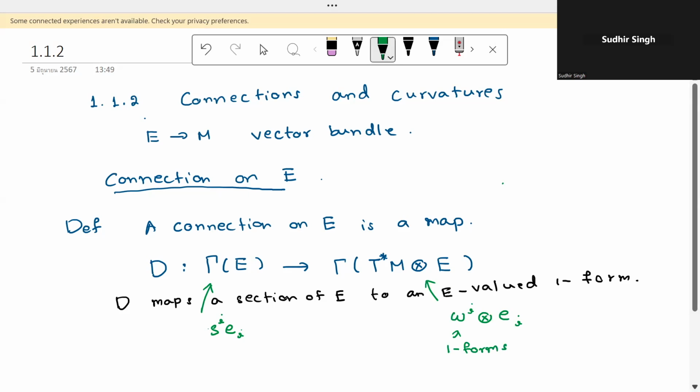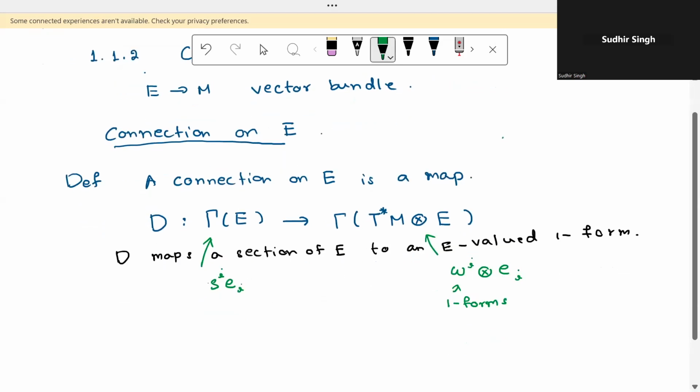Hence, in computation, when we represent a section with respect to a frame field, for a section of E, we can represent it by a column vector whose elements are just real valued functions. But on this side, an E-valued one form, we can represent as a column vector of one forms instead.